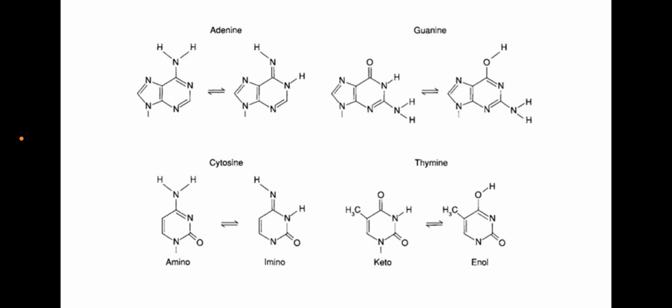Hi everyone. In this video, we will learn about a concept which is very important to understand the structure of bases. As you know, the bases may exist even in a different form. Bases like adenine, guanine, cytosine, and thymine may exist in two different forms by a process that is called tautomerism. So what happens during this tautomerism?